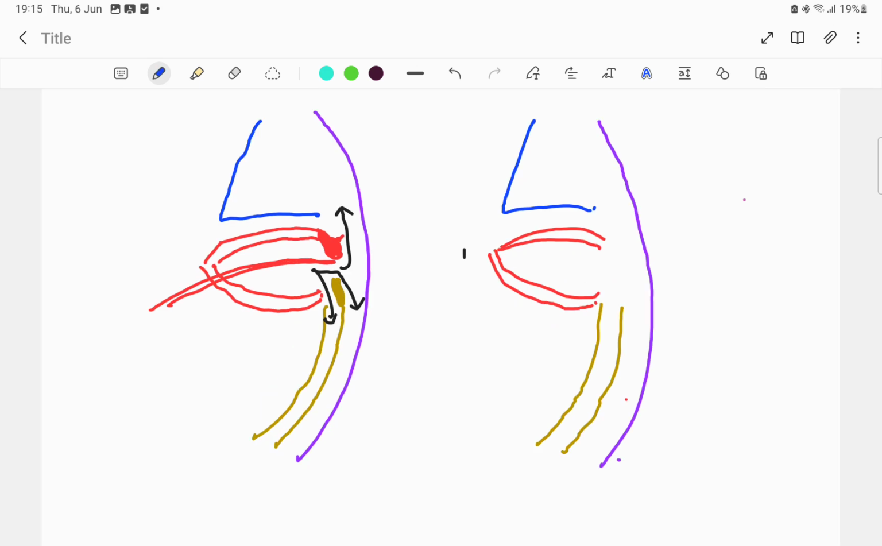So the entry of food into the nose is prevented by one important structure. What is the structure? This is the soft palate. Behind the soft palate this is called uvula. So whenever food enters into the body, this uvula will close the connection here between the nose and the oral cavity. So now see, now food is here. It cannot be able to enter here, isn't it? It will not be able to enter.